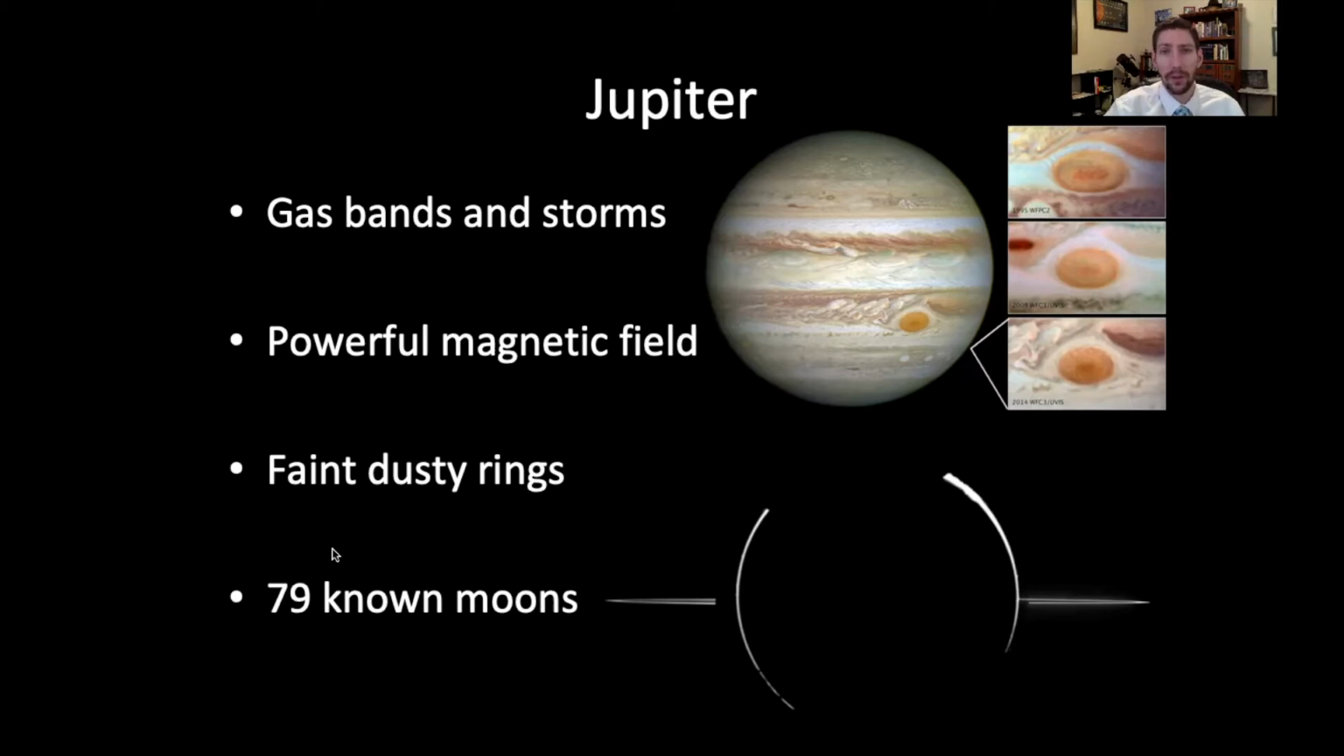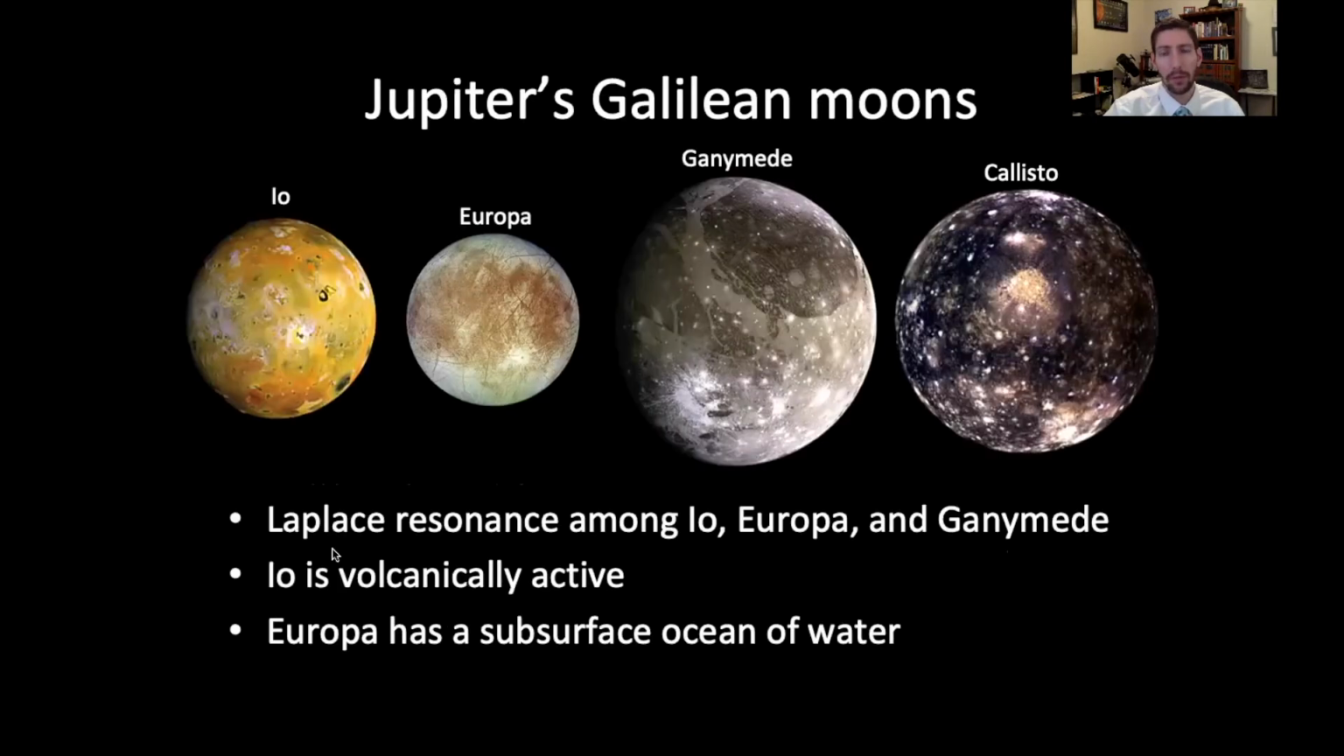The Galileo mission discovered faint dusty rings, which you can see in this image. As of now, Jupiter has 79 known moons. Most of Jupiter's moons are pretty small, though. It has 4 main moons, called the Galilean moons, because they were discovered by Galileo. These are Io, Europa, Ganymede, and Callisto.